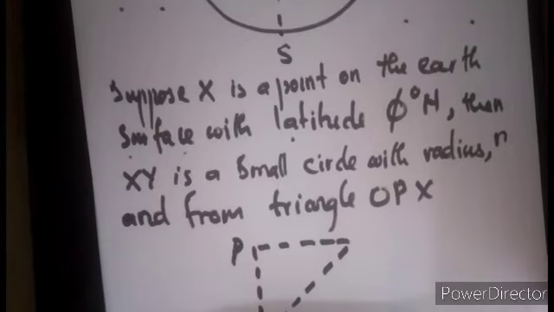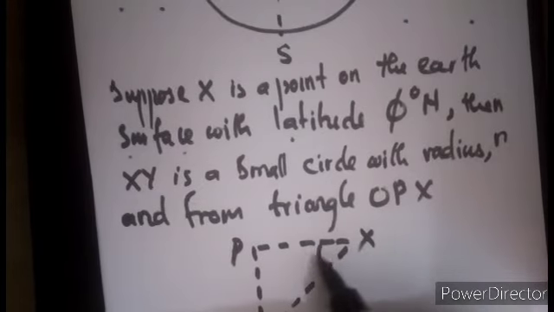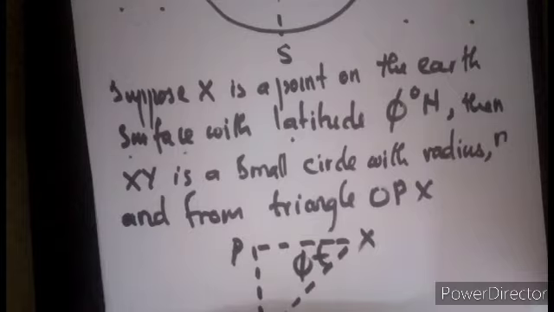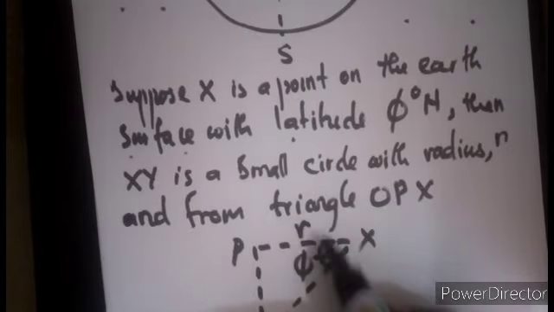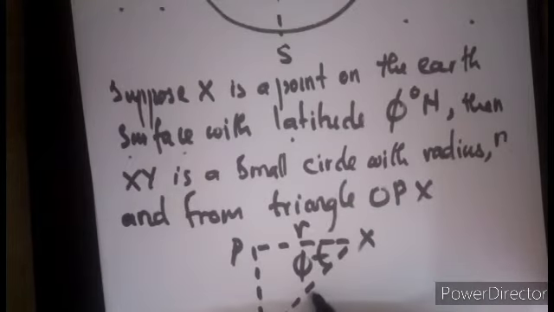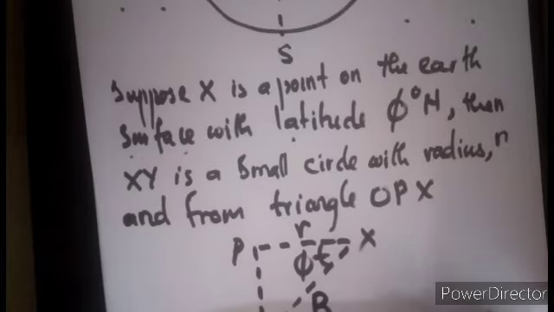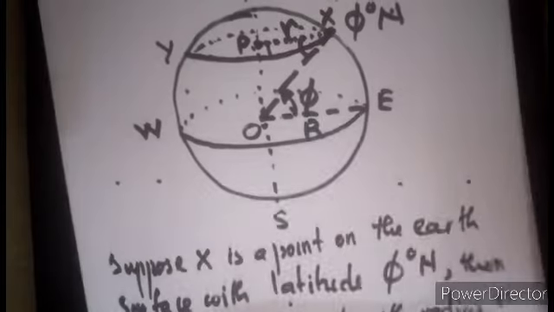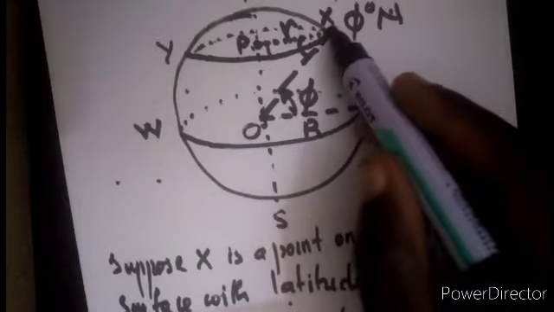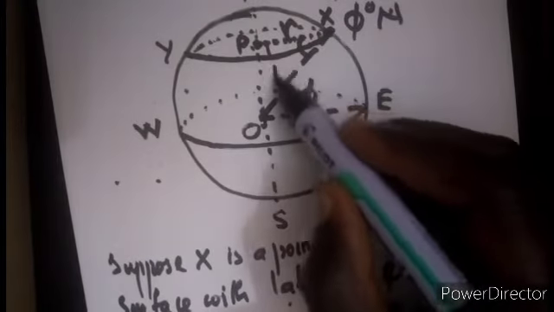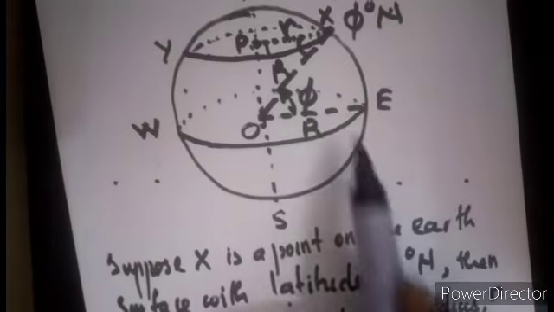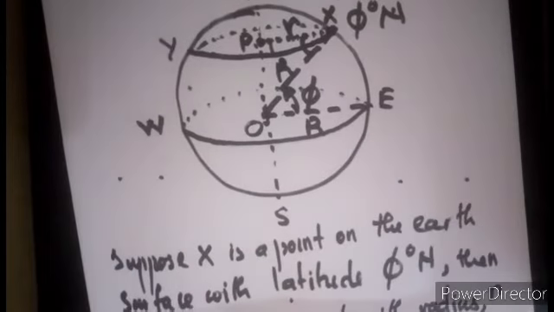Here is for POX, so this angle is phi, this is the radius there. Of course this would be the radius of the earth. Why? Because the distance from the center to the surface of the earth is often the same thing as the radius of the earth, just as the distance from here to here is r.